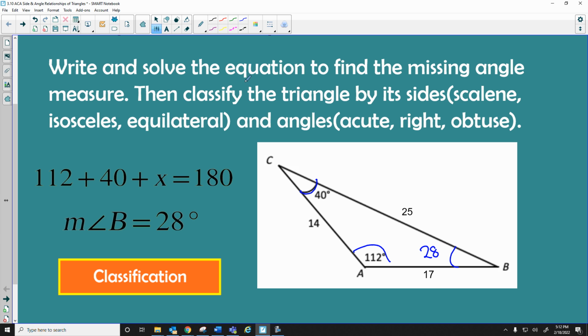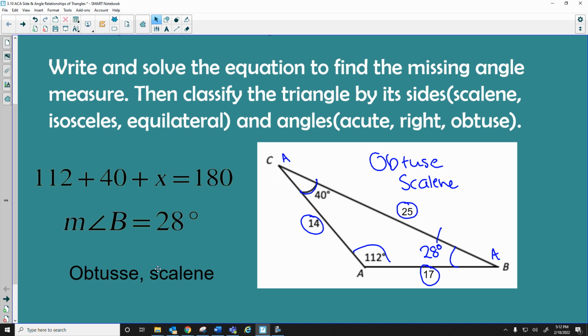If I'm classifying by its angles, cover up the two acute. Here's an acute. Here's an acute. That third one is obtuse. And then looking at the side lengths, they gave me side lengths on this one, 14, 25, and 17. None of those are the same, so it's going to be scalene. I would also know since all three of the angle measures are different, the sides are all going to measure different as well. So again, let's unveil obtuse, scalene.